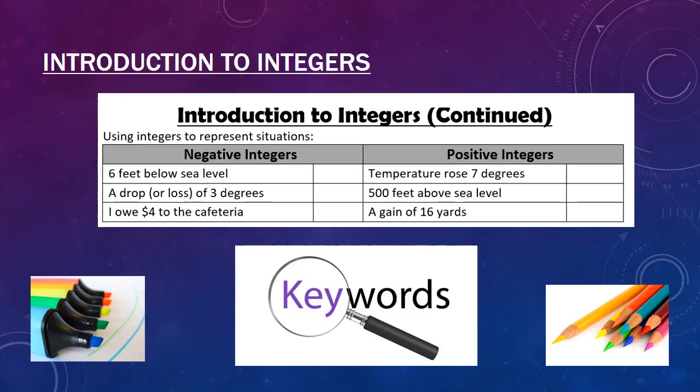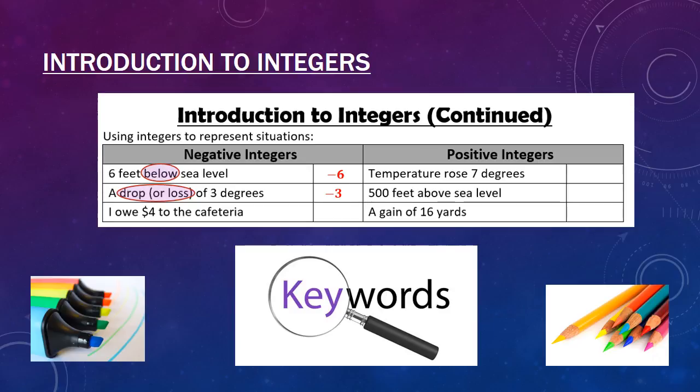For the negative side, we'll do that side first. It says 6 feet below sea level. The key word there that we want is below. And since it says it's 6 feet below sea level, then we are going to write a -6. A drop or loss of 3 degrees, the key words there are drop or loss. That means it's going down, so it's not going to be a good thing, and that is -3.